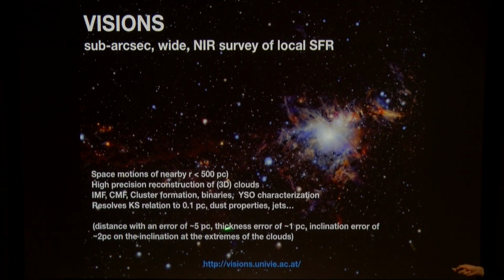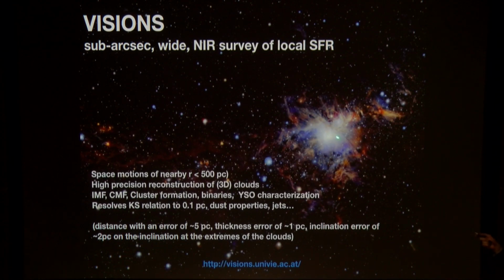We are expecting to do very accurate 3D maps of these complexes with errors of 5% from the distance, thickness errors of 5 parsecs, 1 parsec, an inclination that, like I showed you before, of 2 parsecs at the extreme ends of the clouds when you combine Gaia and this data.